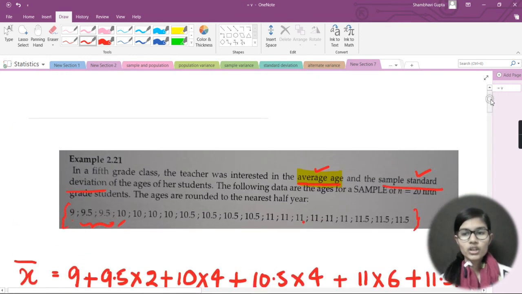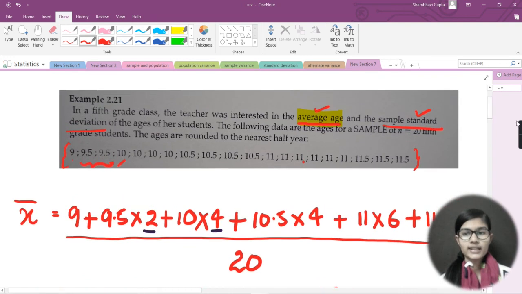I hope you got all the points, how we need to find this, and how we recognize what the question is asking and how to solve it, right?